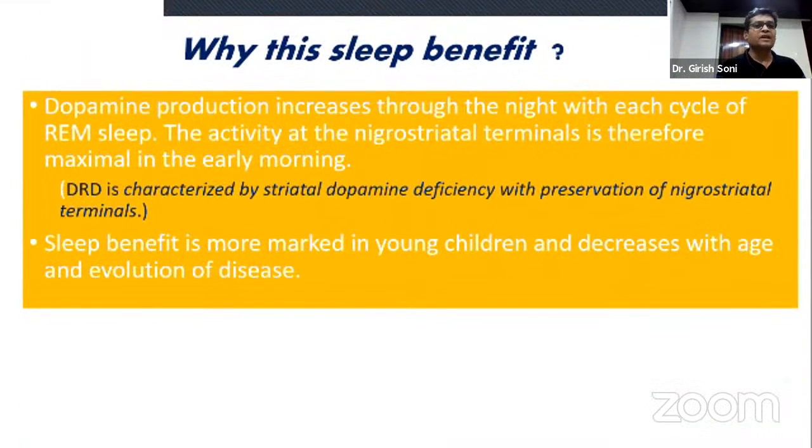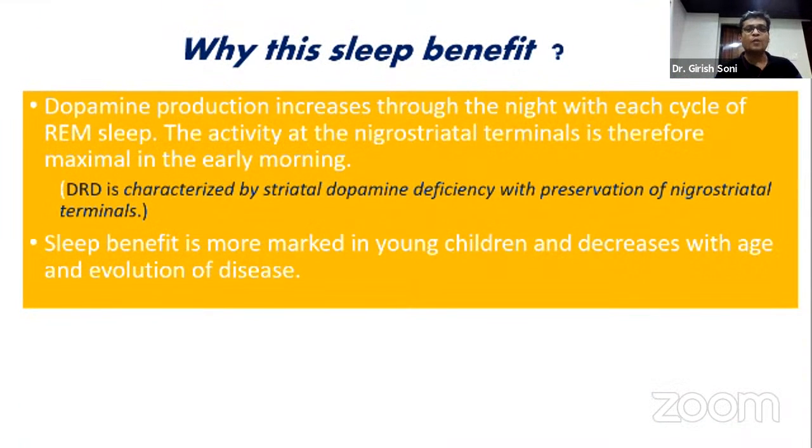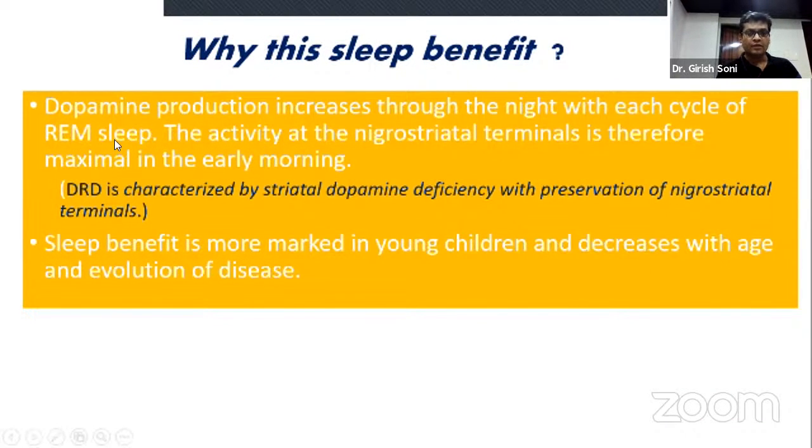So why is this sleep benefit there? Because the dopamine production is maximum in the night time during REM sleep, and hence the availability or concentration of dopamine in the nigrostriatal pathway is maximum in the early morning. And in DRD, the presynaptic pathway is affected, while in other Parkinson diseases, the synaptic or postsynaptic pathway is more affected. And hence, such sleep benefit is classically seen in DRD.